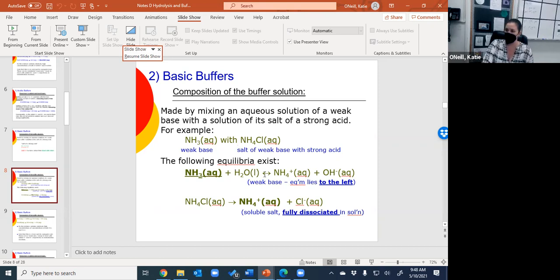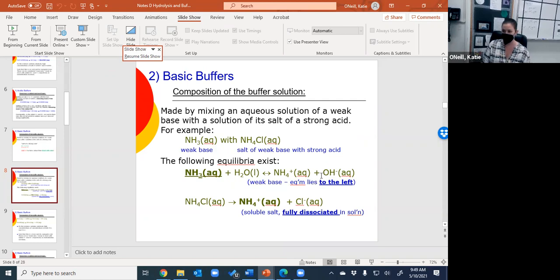Again, you're going to form one equilibrium and one complete dissociation. So the NH3 is going to react with water to form ammonium and hydroxide. And again, since it's weak, it has essentially a negligible dissociation, so very weak forward reaction, very heavy on the reverse reaction. So the equilibrium lies to the left. So you have a lot of ammonium in solution.